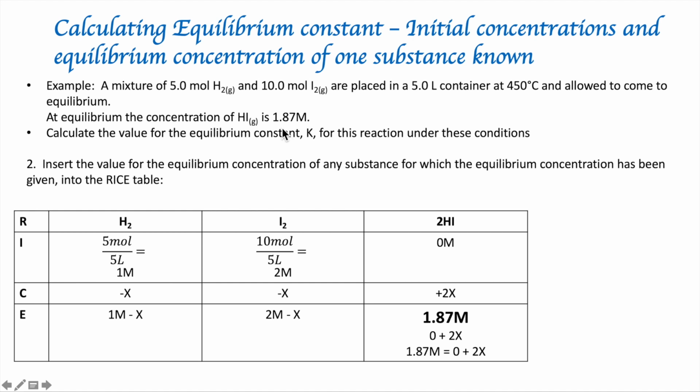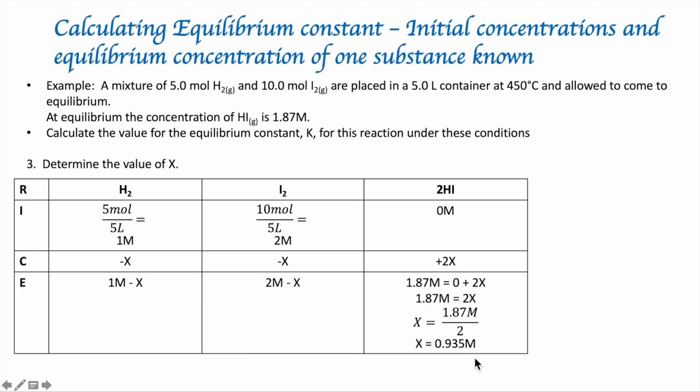Then we said the concentration was 1.87 molar of hydrogen iodide when it was at equilibrium. So we're going to plug that into here. So 1.87 molar is equal to 0 plus 2x. Technically, this is 0 molar plus 2x. Because we have this little bit of information here, we can go ahead and solve for x. In order to solve for x, we need to divide out the 2 from both sides. So 1.87 molar divided by 2, so x is equal to 0.935 molar.